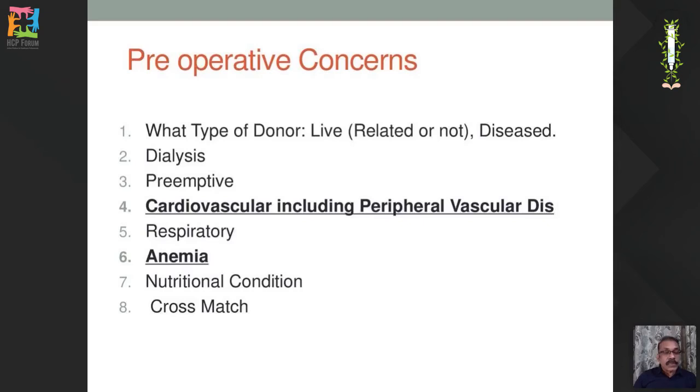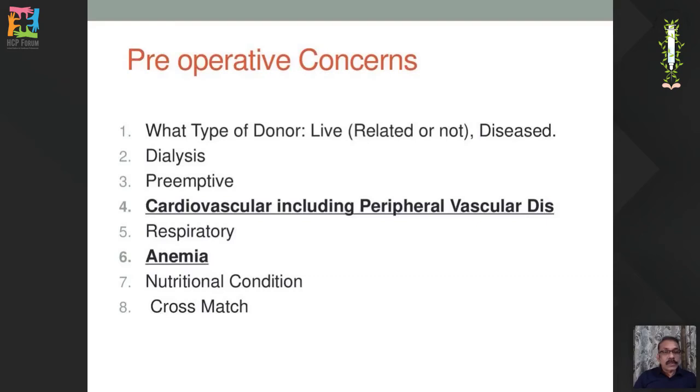But the difficulty is that preemptive transplant means they have never dialyzed, and the nephrologist might refer them directly to take the patient for transplant. But it is very essential to evaluate them like any other patient about their anemia, about their cardiac status, about their acidosis, about their potassium, everything. And if needed, we usually dialyze them a day before.